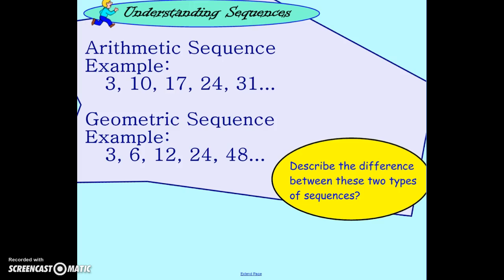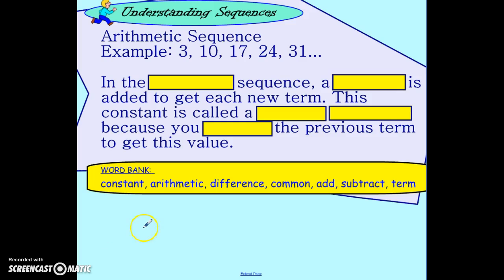So we have two different kinds of sequences, arithmetic sequences and geometric sequences. We've discussed arithmetic sequences before Christmas break, and so we're going to review it a little bit, but we're going to spend most of our time on geometric sequences. For arithmetic, we are only adding to get to our next term. In geometric, we are multiplying to get to our next term. So then you have some blanks to fill in.